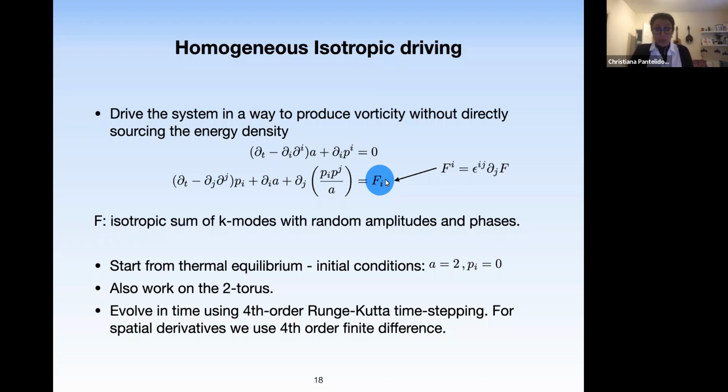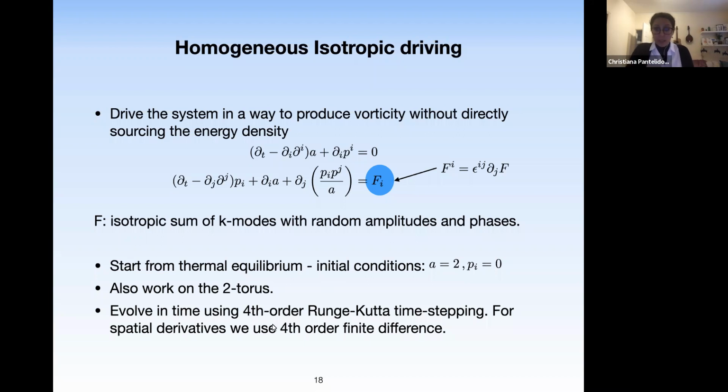Since we are driving the system, in order to see turbulence, we do not need to consider any special initial conditions. In fact, we can simply start from equilibrium. So these are the initial conditions that we consider: constant energy density and 0 momentum. And just like Rosali and company did, we impose periodic boundary conditions on X and Y, so we solve the problem on the torus. In order to solve that, we are using 4th order Runge-Kutta time stepping, and for the spatial derivatives, we use 4th order finite differencing.